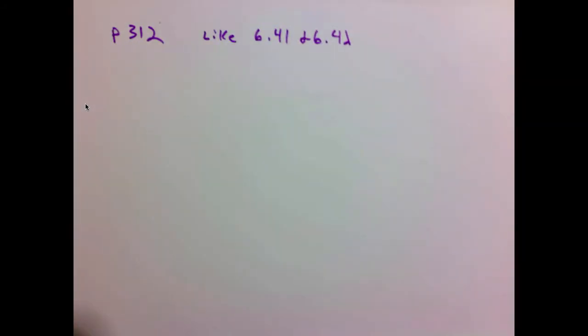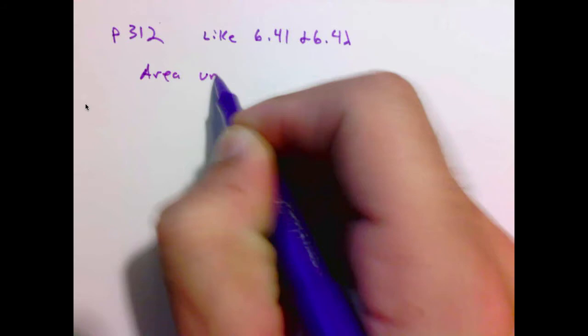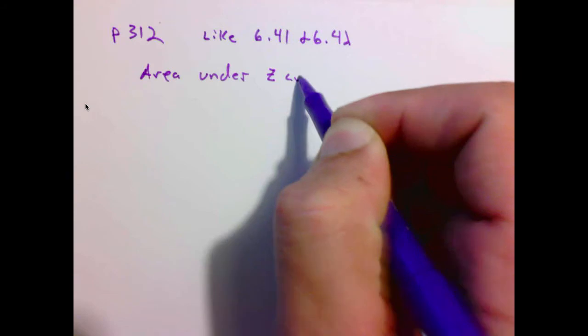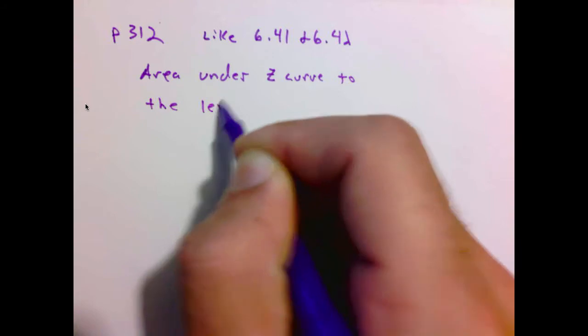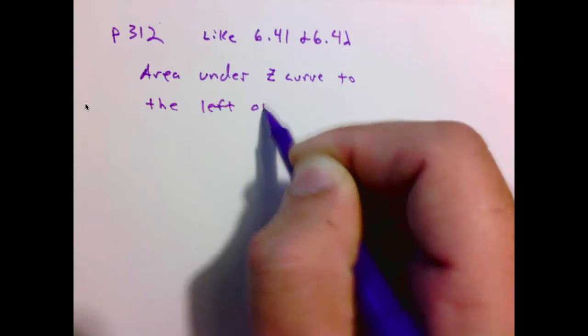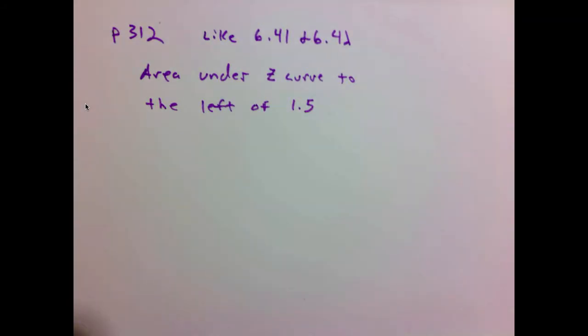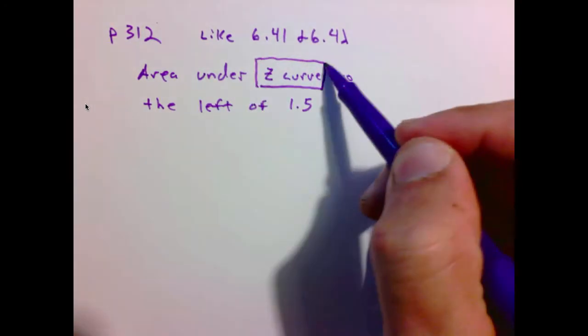Let's say the question asks me to determine the area underneath the z-curve to the left of some value. Area under z-curve to the left of 1.5. All right. First of all, this z-curve is also called our standard normal curve.